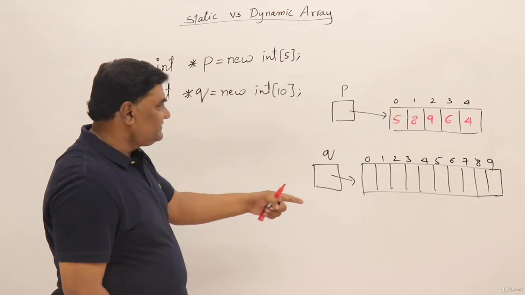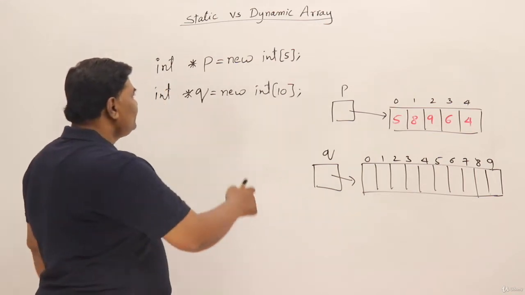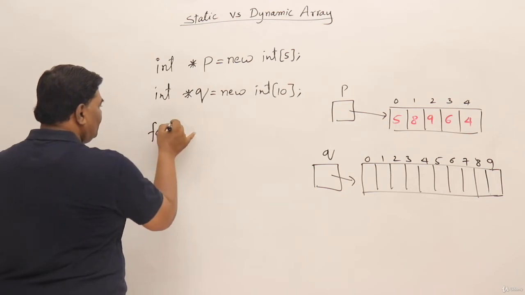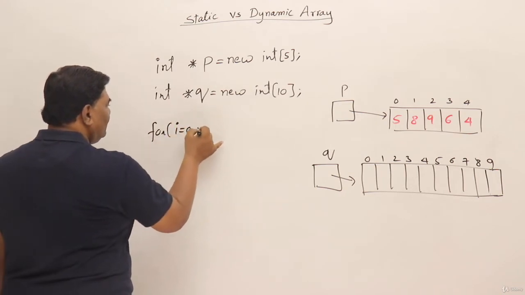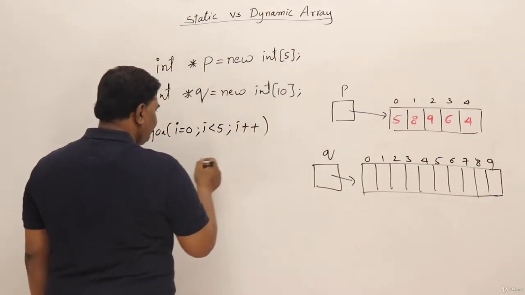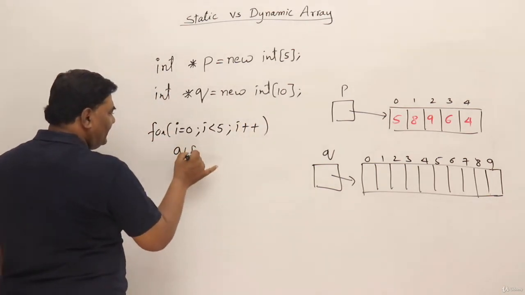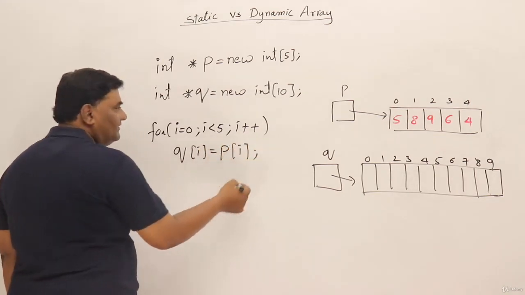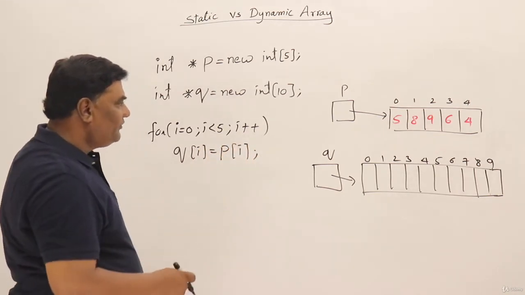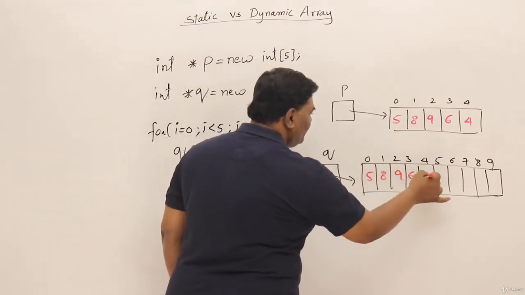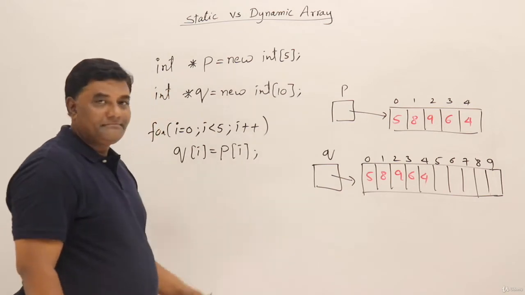Now transfer all those elements from P to Q. We know the size of P very well, that is size 5. So for I assign 0, I less than 5, I plus plus, then in Q of I, copy the elements of P of I. So I'm copying them using a for loop. So all these values will be copied here: 5, 8, 9, 6, 4. So the values are copied there.